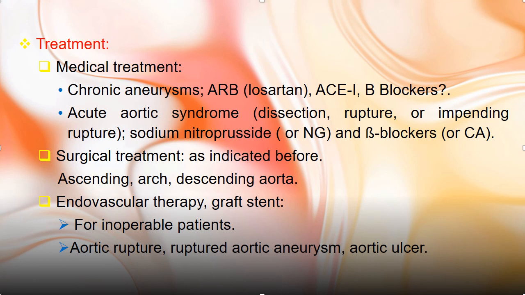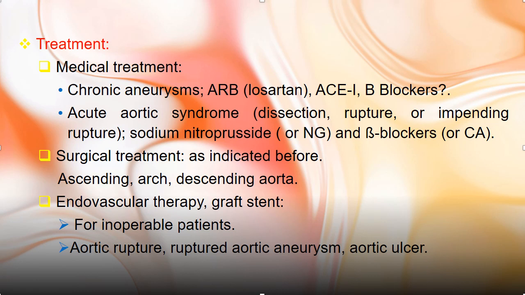If the arch is affected by the aneurysm, they resect the innominate artery, left carotid, and left subclavian as one patch and excise the aneurysm, put Dacron, and insert the patch in the Dacron tube, which will be connected also to the distal aorta. So we have to keep the carotid and subclavian arteries patent after doing the surgery.